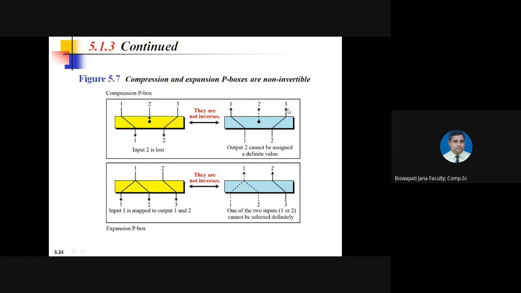That's why that is not possible. So this is not invertible. Again for expansion also, suppose we have taken 1, 2, but here 1 is mapped to 1 and 2. Then if we invert this one, suppose this is 1 and this is 0. If it is 1 and if this is 0, then what is the value of 1? We cannot select a definite value. It will be 1 or it will be 0. It is not possible. So that's why this is again not invertible.